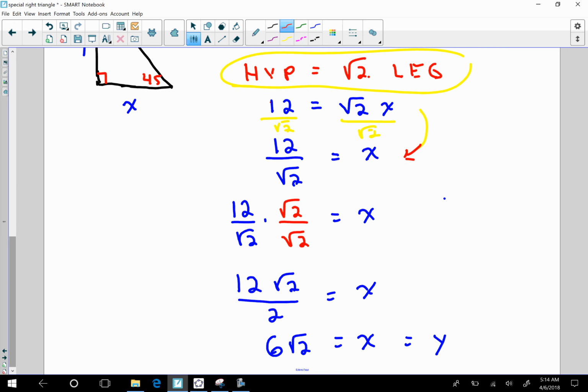And again, what do I need to do? I need to recall the prior video on simplifying radical expressions. I don't want this square root on the bottom. So I'm going to multiply 12 over square root of 2 by this guy, square root of 2 over square root of 2, which is 1. I'm not going to change the value of 12 over square root of 2. Multiplying the tops, 12 times square root of 2 is 12 square root of 2. Square root of 2 times square root of 2 is 2. 12 divided by 2 is 6. And there you have it: x is equal to 6 square root of 2.